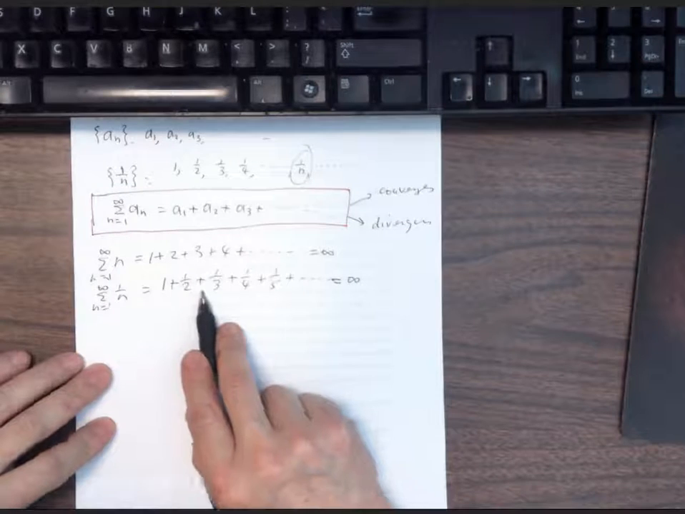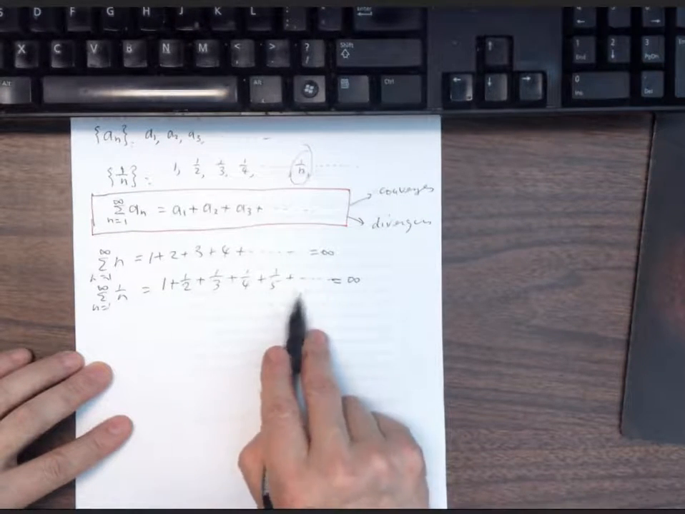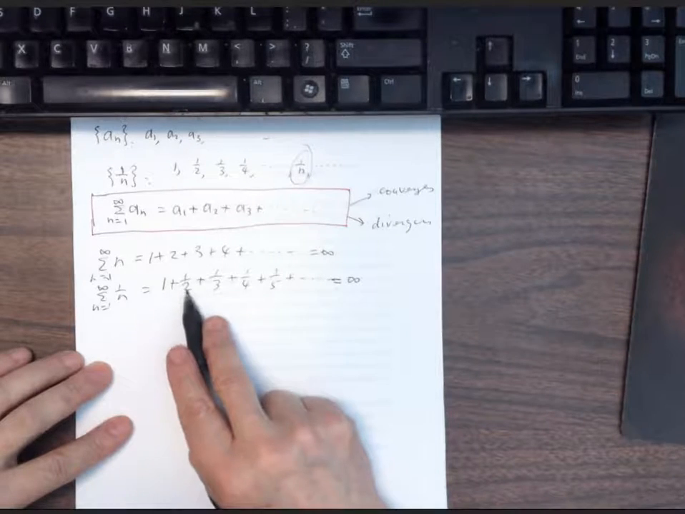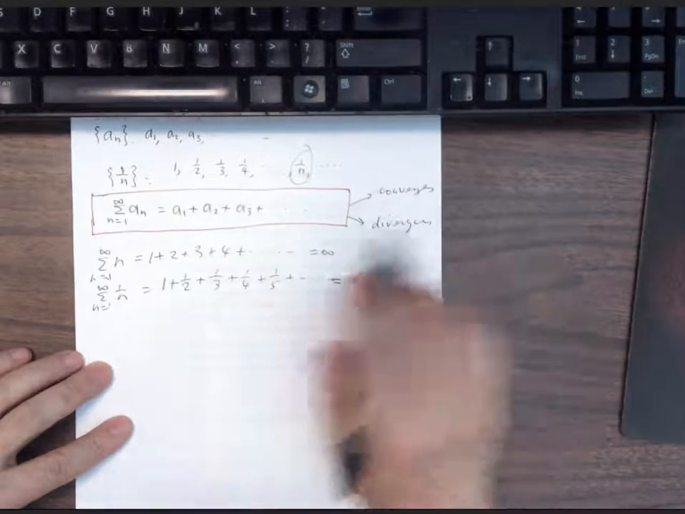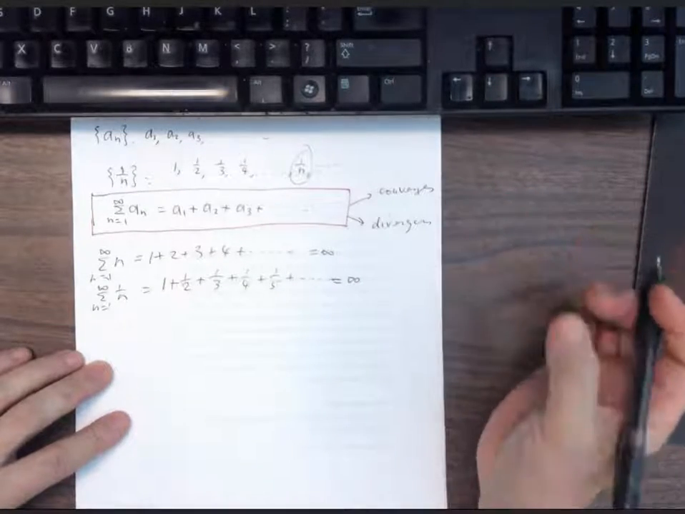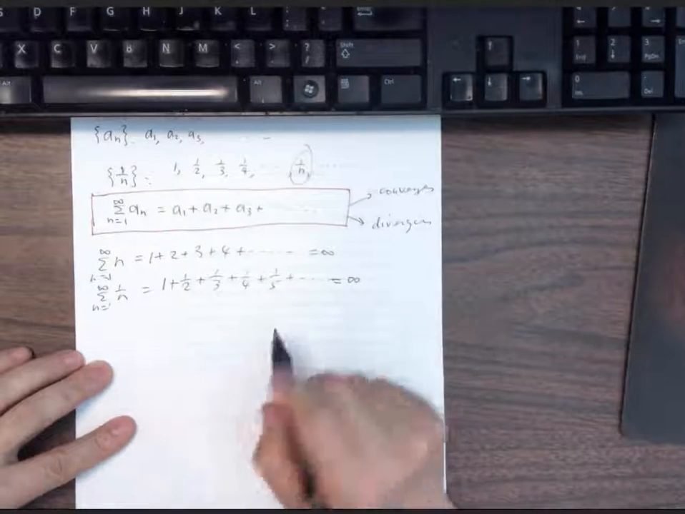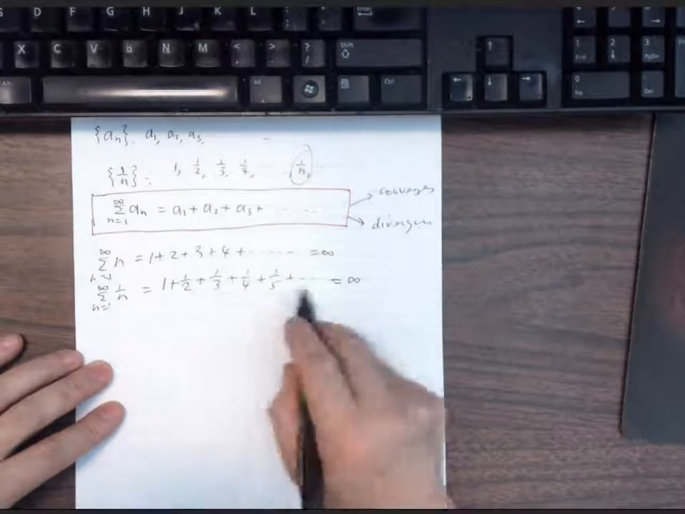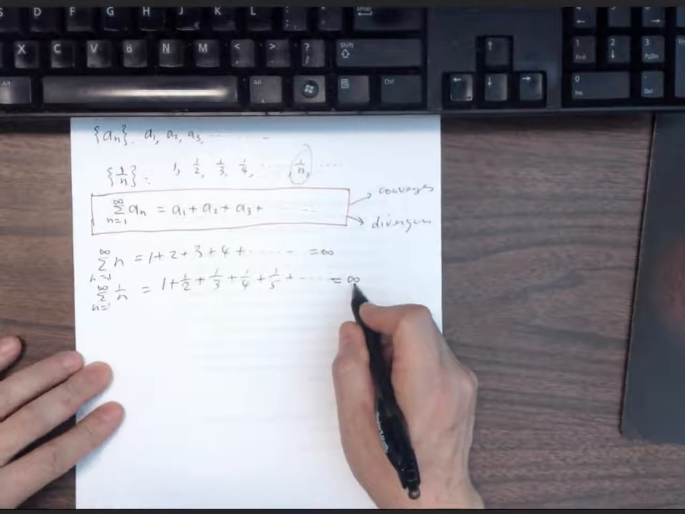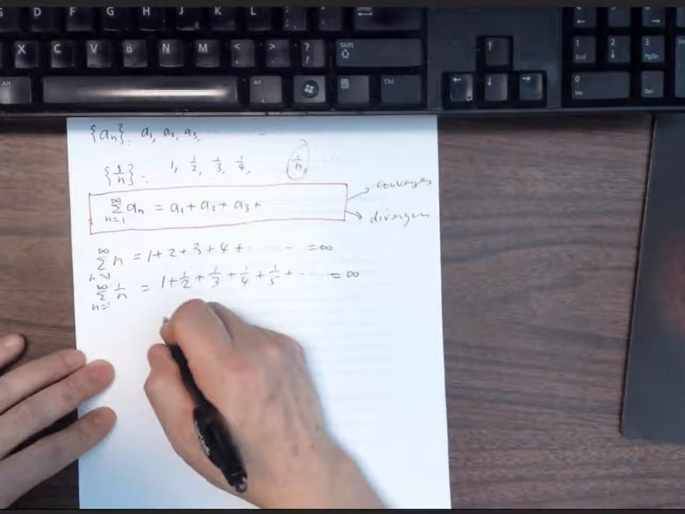Notice in this series, the numbers involved are becoming smaller and smaller. As a matter of fact, you can see 1, 1/2, 1/3, 1/4, 1/5 approaching 0. So these numbers are getting smaller and smaller, approaching 0. Yet when those guys are added up, the sum is infinity. Let's see another one.